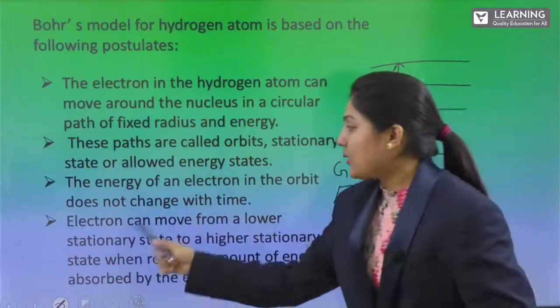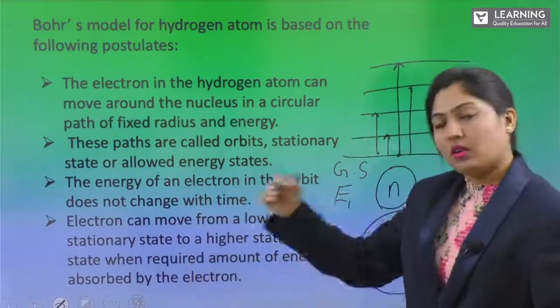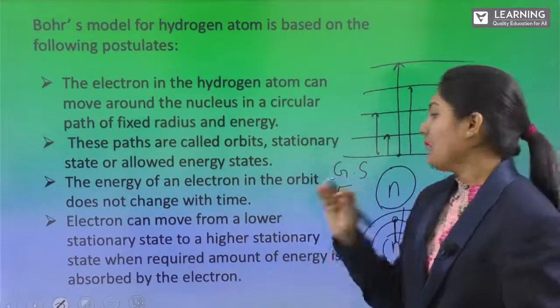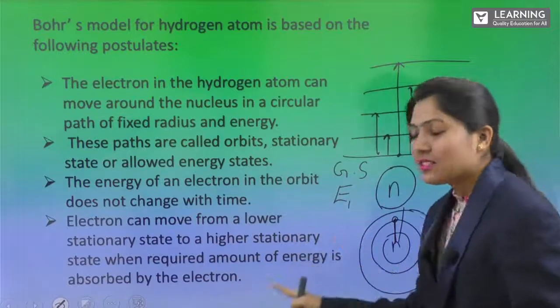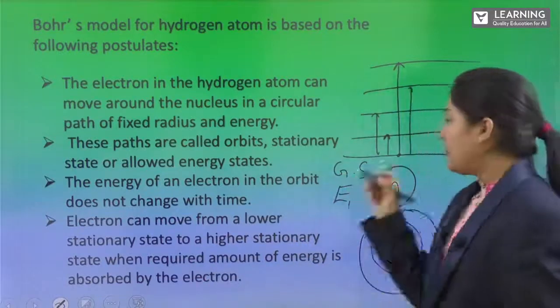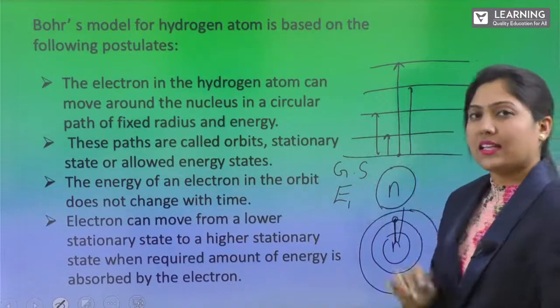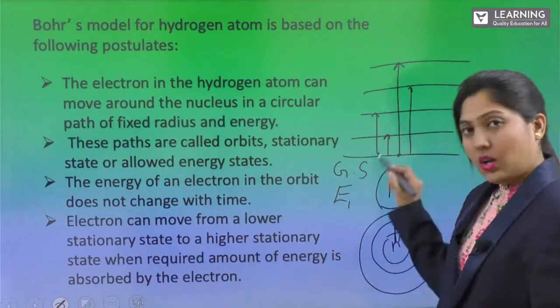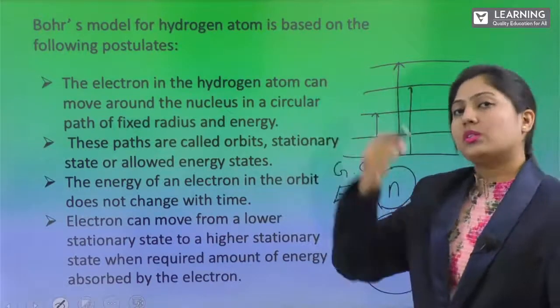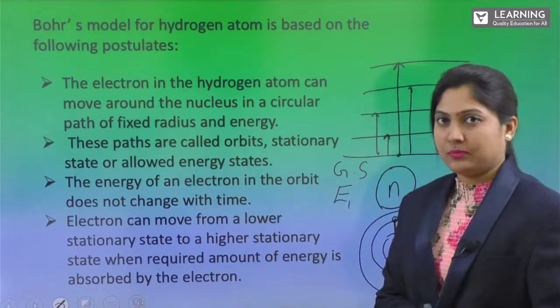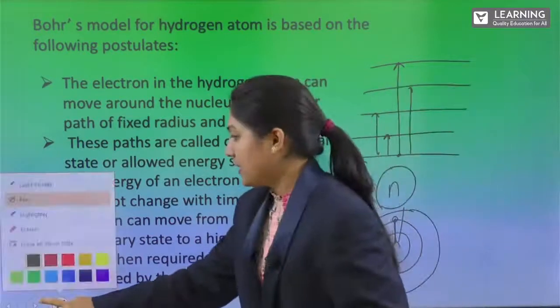Fine. So an electron can move from a lower stationary state to a higher stationary state when the required amount of energy is absorbed by the electron which is present in the ground state. If it is not getting any energy, then it cannot get excited or jump to the higher energy level. Hope you understand this. Good.